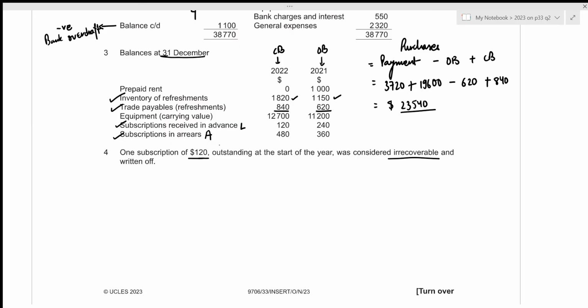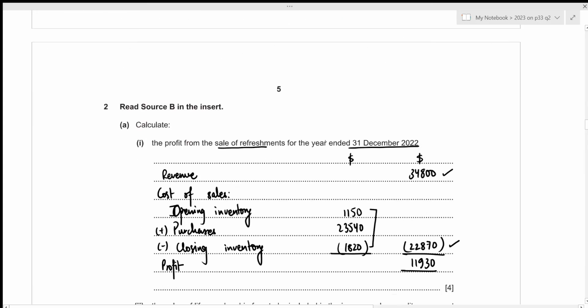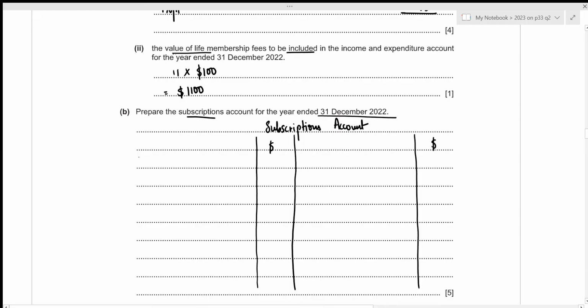And always remember that the opening balances for assets will be on the debit side and the opening balances for liabilities will be on the credit side, which means that this 240 will be recorded as the opening balance on the credit side and this 360 will be recorded as the opening balance on the debit side. So on the debit side, we have the opening balance of 360. On the credit side, we have the opening balance of 240.